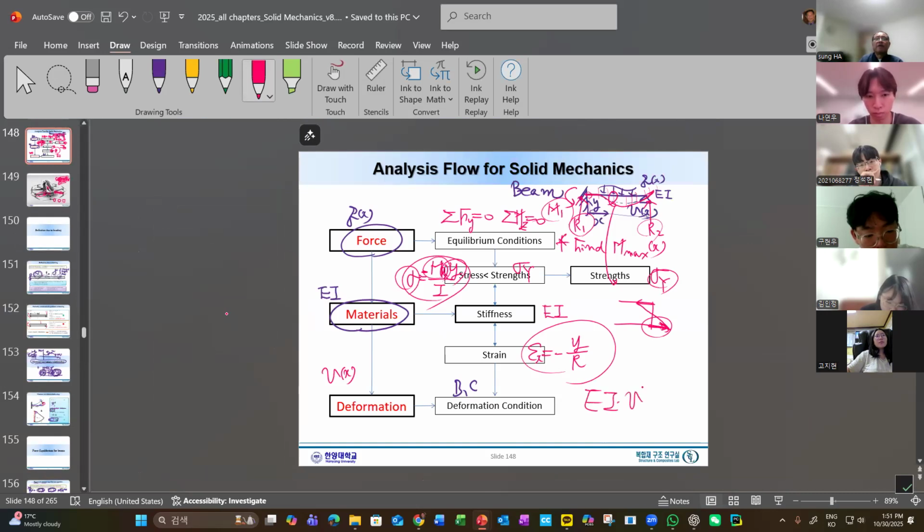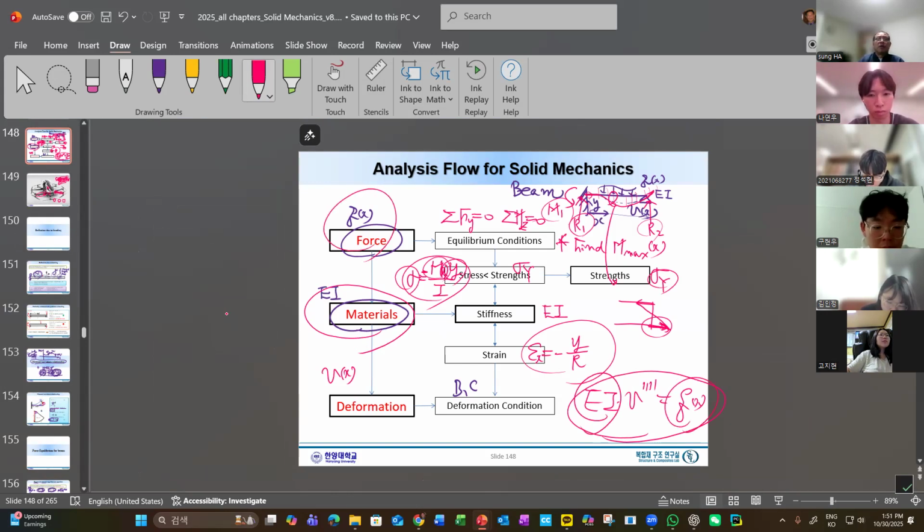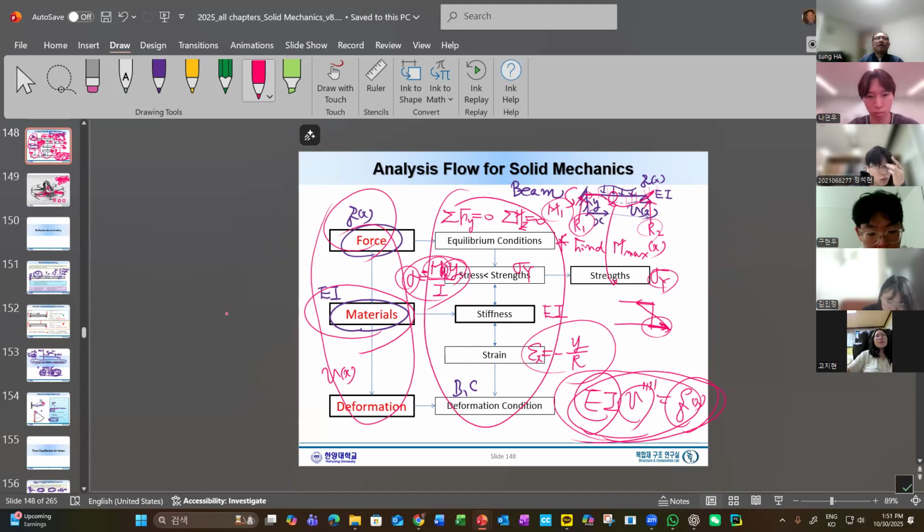EI V fourth derivative equals Q. This is the one which takes care of all the procedures. EI is a given, and Q of X is a given load. What we'd like to find out is V. So how to solve it? We just consider this. And this one already has everything. Everything is already in there.